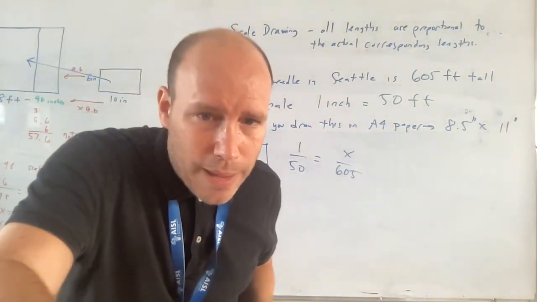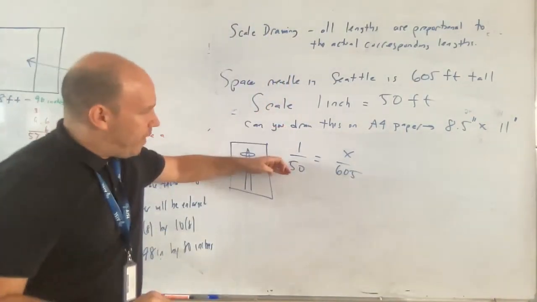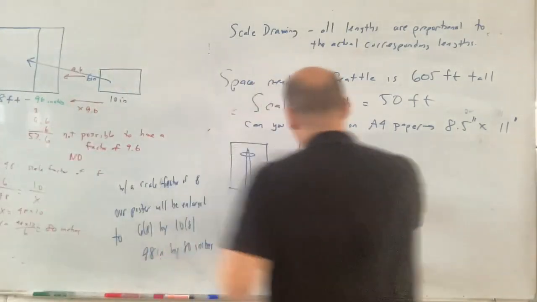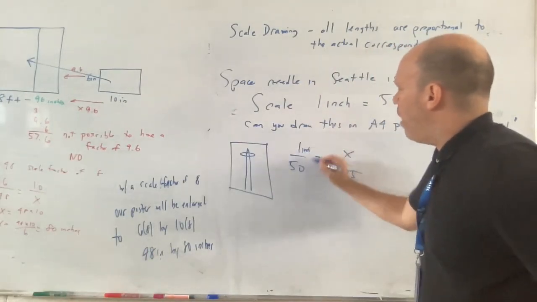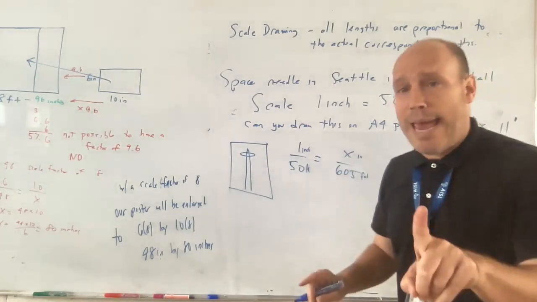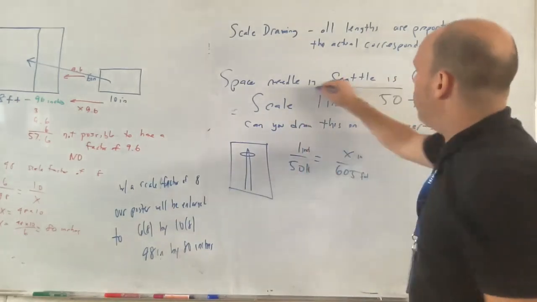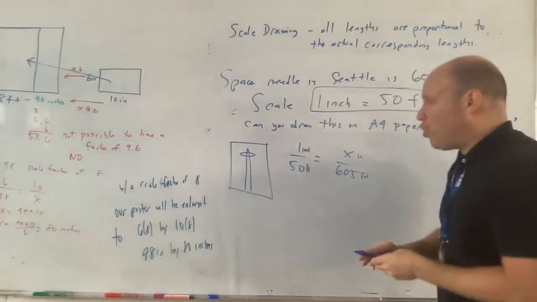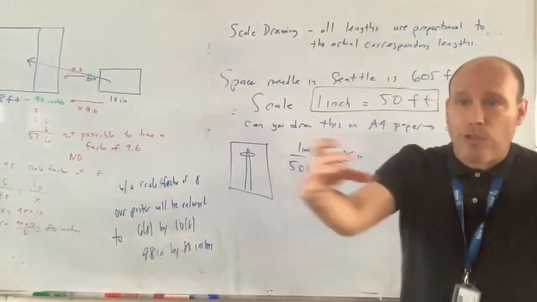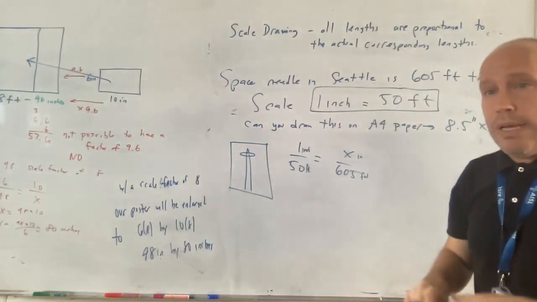Let me put this on pause while I get my calculator. Okay, we're back. So here's our ratio. 1 to 50 is the picture to the actual thing. Maybe I should put inches and feet here. Once again, I'm not saying that these are equal to each other. This is just the scale. Remember that this is a scale. So in this case, 50 feet is being shrunk down to an inch. The question is, what is 605 getting shrunk down into?